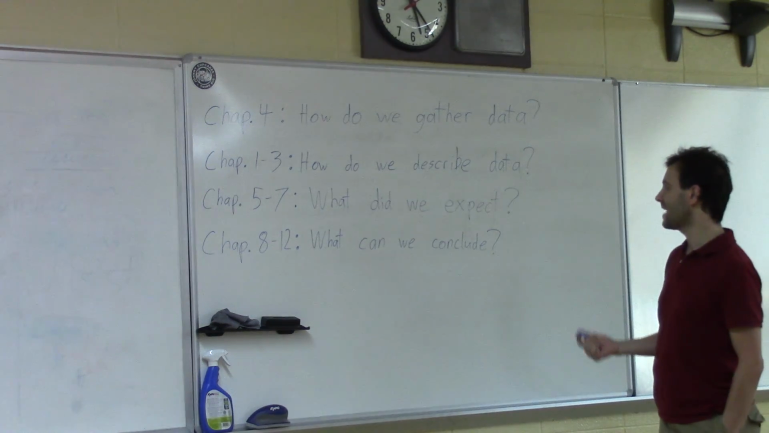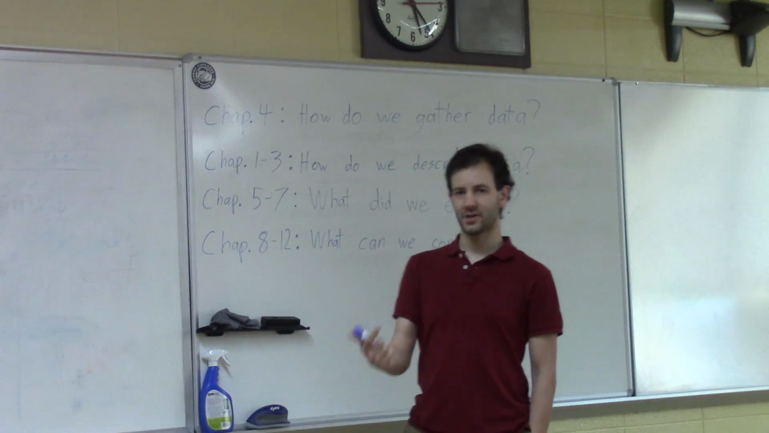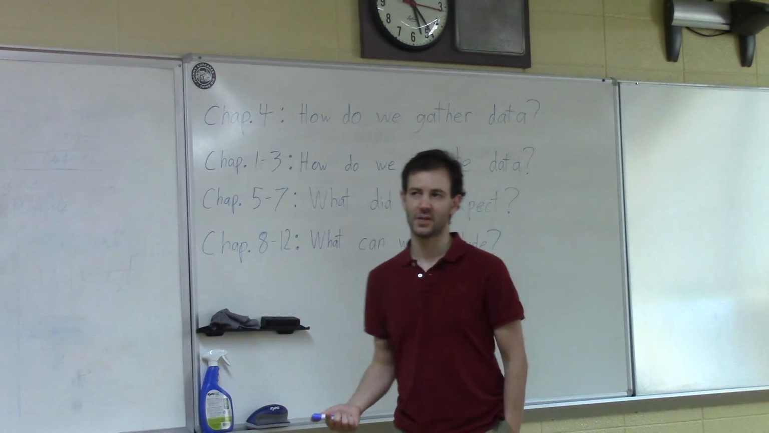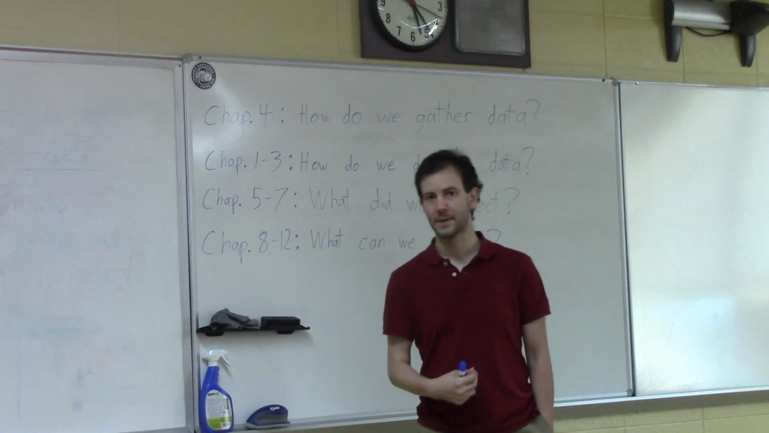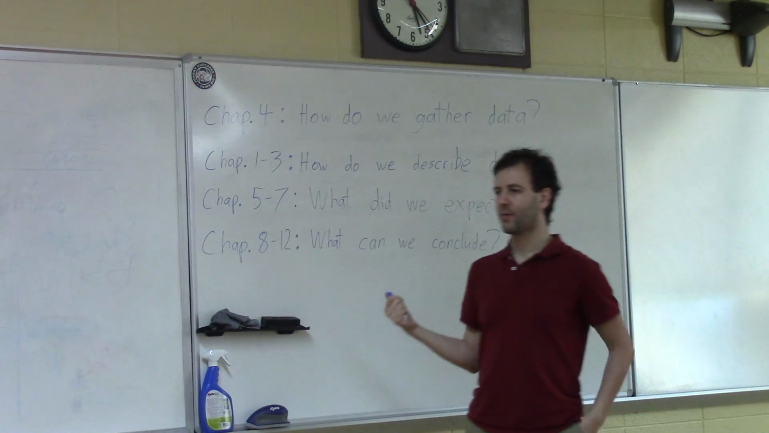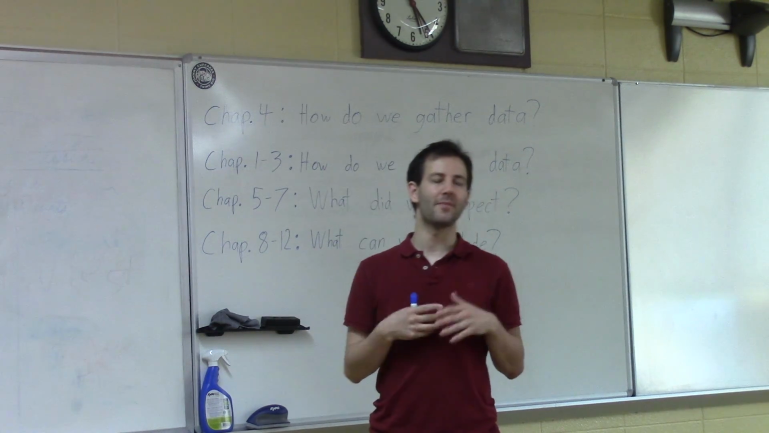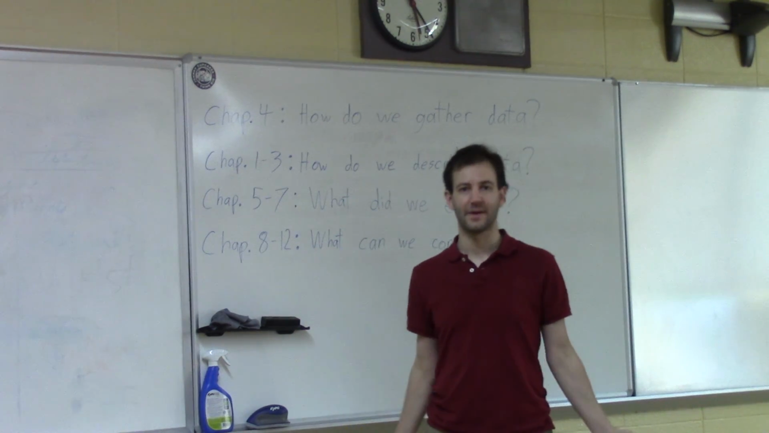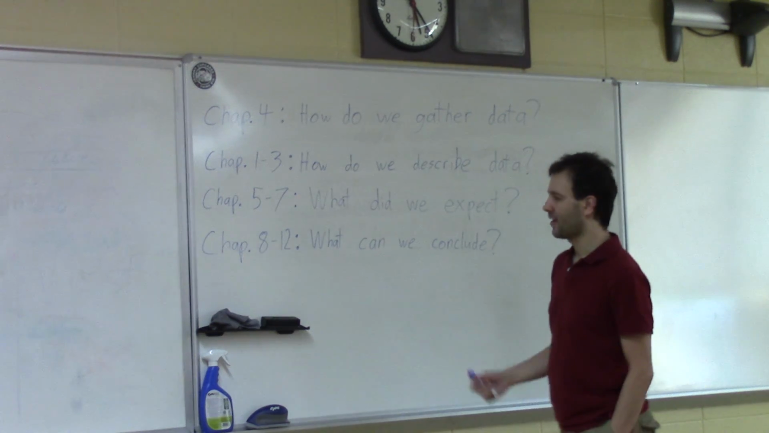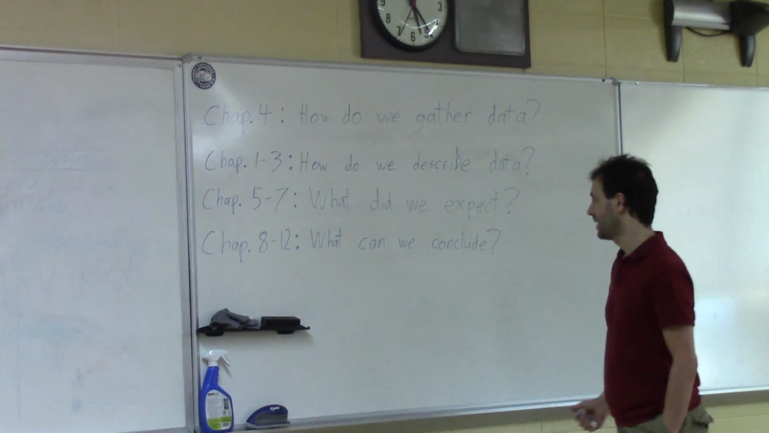Chapters 5 through 7, what did we expect? That's more about, in certain situations where we know the rules of the situation, what sort of results do we get? And also, when we do a survey, how much is typically missed by? How much do our results of any survey typically miss the truth?